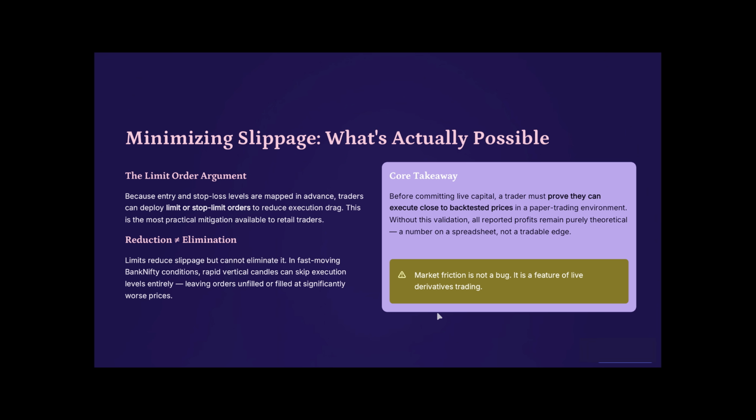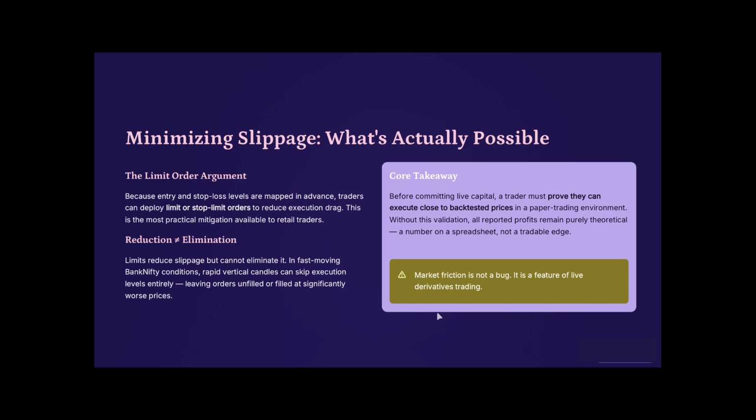Now, one argument in favor of this strategy is that because entry and stop loss levels are known in advance, a trader can place limit or stop limit orders near those levels. That may reduce slippage. But reduce does not mean eliminate. In real markets, especially in BankNifty, sharp candles can still create execution gaps. So before trading this live, the first question should be, can I actually execute close to the backtested price? If yes, the strategy may still be worth deeper study. If no, then the backtest profit may be theoretical.